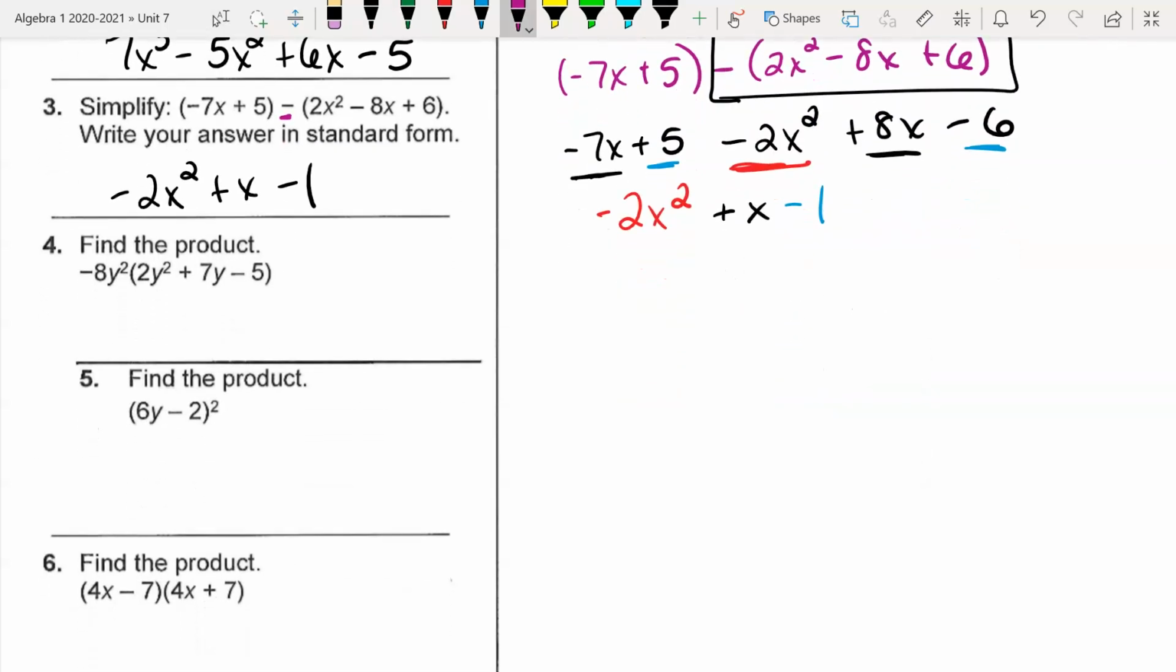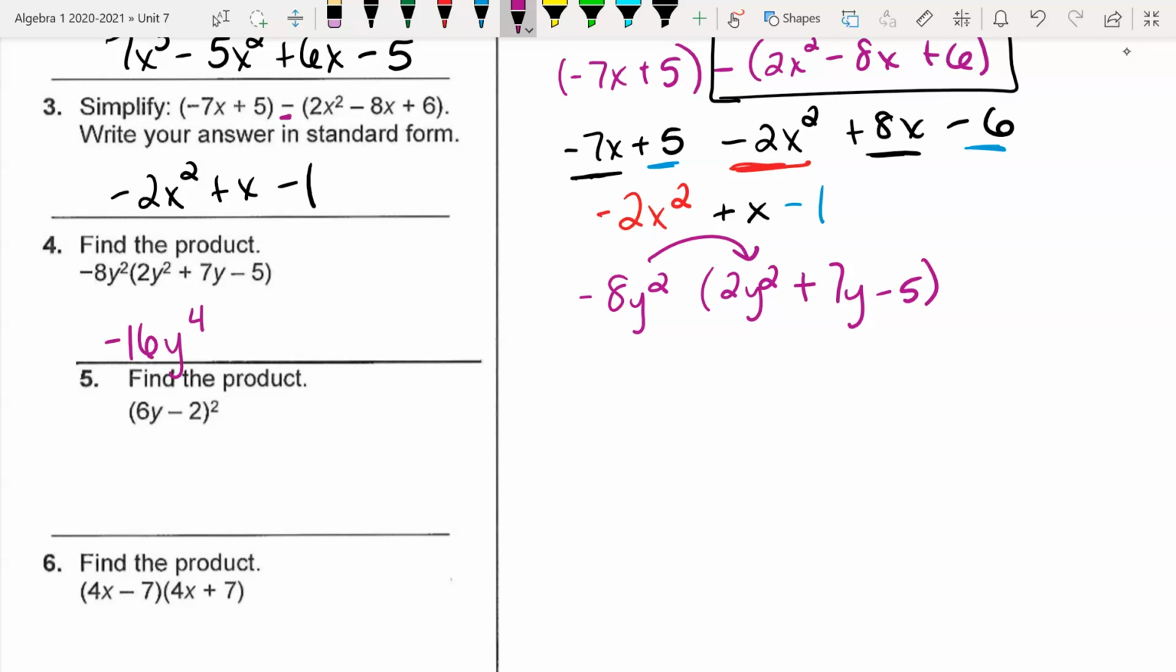Number 4 says find the product. We are multiplying. In this one, you're going to distribute, right? So negative 8y squared times 2y squared, well, it would be negative 8 times 2, which would be negative 16. Y squared times y squared, you're going to add the exponents, so it would be y to the fourth.